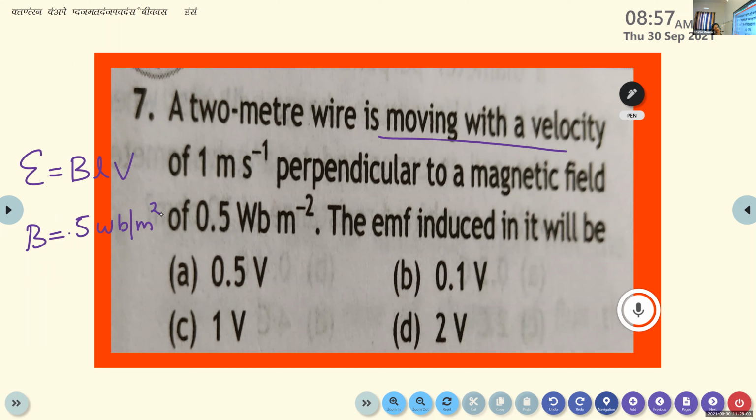What about the length of the wire? Length? 2 meter. Very good. Length L is equal to 2 meter. It is not given in a numerical form, but a 2-meter wire is moving with a velocity of 1 meter per second. And here the velocity V is equal to 1 meter per second. Then the induced EMF, that is the motional EMF, is equal to BLV, 0.5 into 2 into 1.